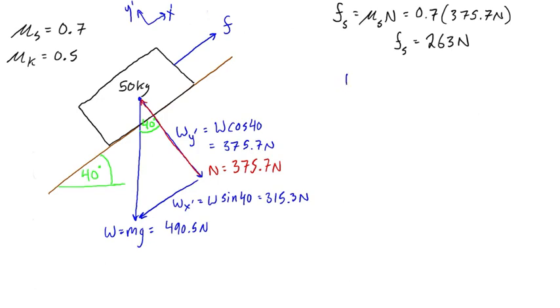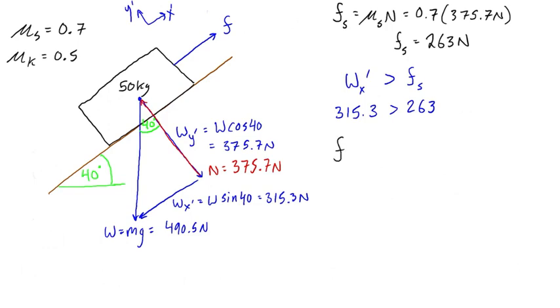So basically what I'm saying is Wx prime is bigger than the static friction, and we can see that 315.3 is definitely bigger than 263. So the block will slip, because the static friction is not big enough to withstand its weight sliding it down. So then what we need to do is calculate the actual friction force, which is going to be the kinetic friction, because we know the block will be sliding, so we have to use mu k.